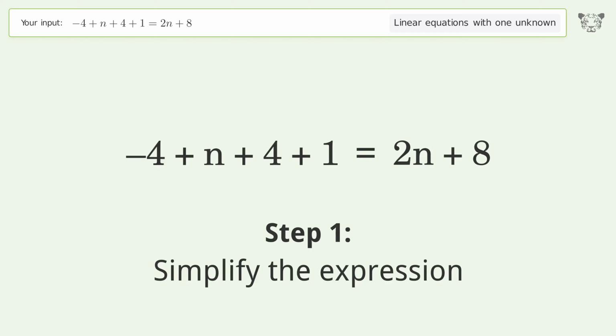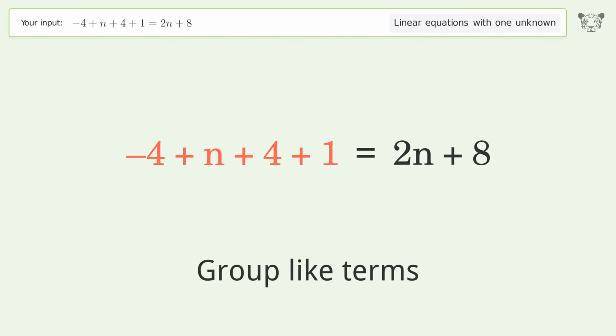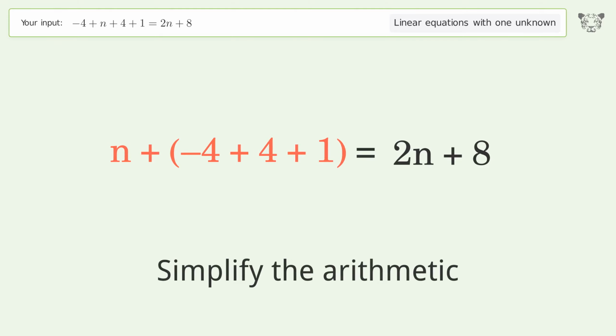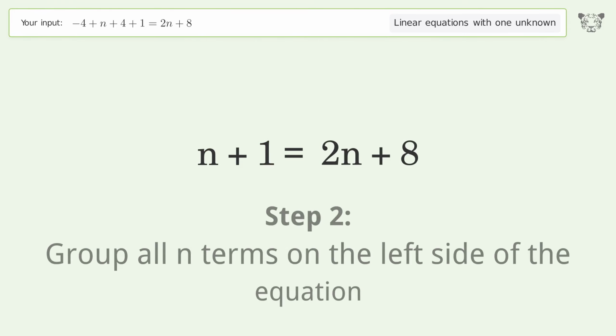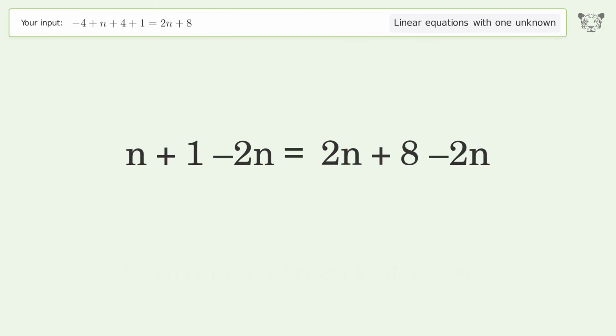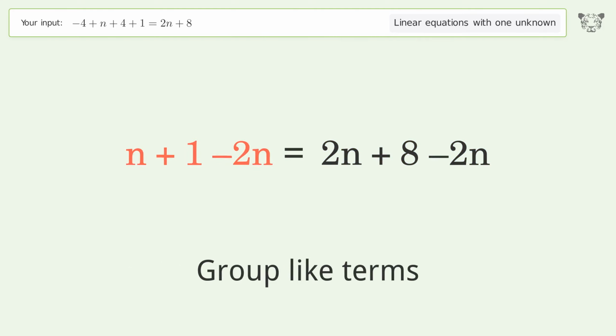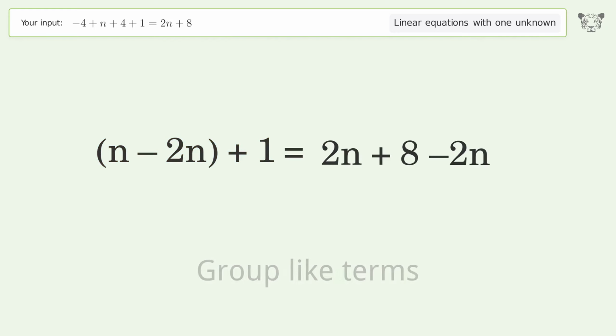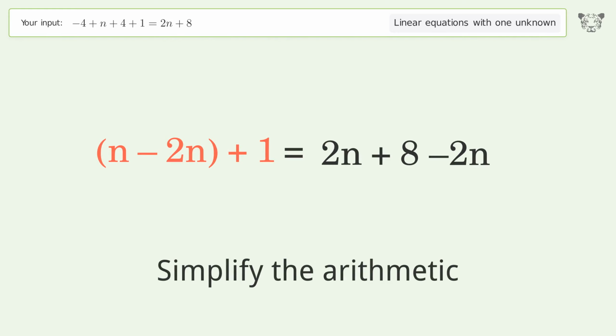Simplify the expression. Group like terms. Simplify the arithmetic. Group all n terms on the left side of the equation. Subtract 2n from both sides. Group like terms. Simplify the arithmetic.